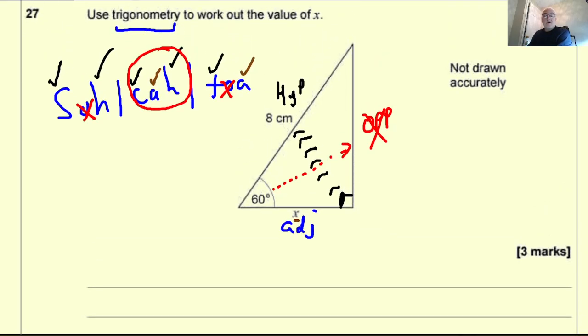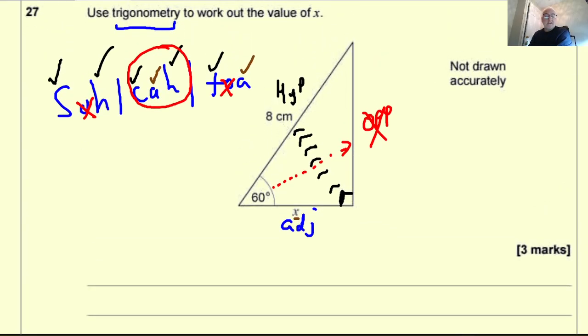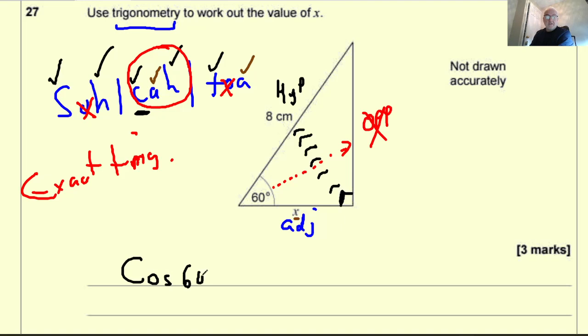Now, it's a non-calculator question, so that means I'm going to use exact trig values. If you know them, then that's absolutely fine. If you don't, check my video out on finding exact trig values. On this one, I know I'm using cos, so I want cosine of 60 degrees. Cos 60 is going to give me 1/2.